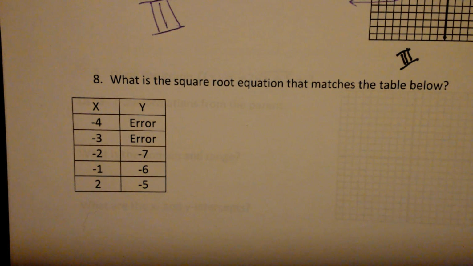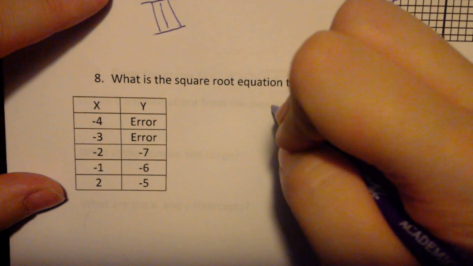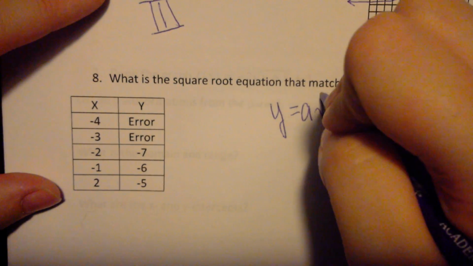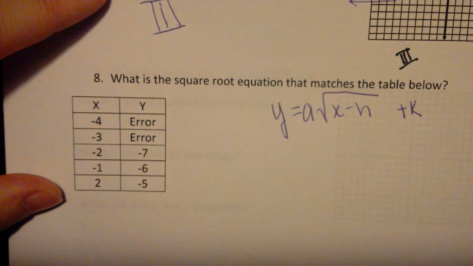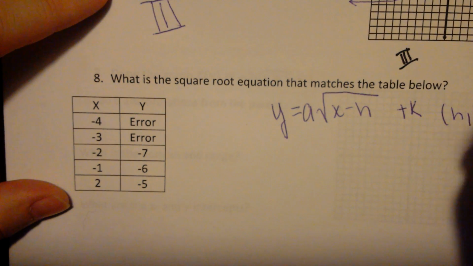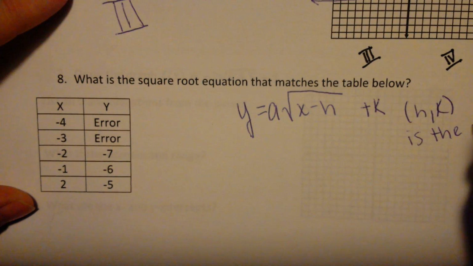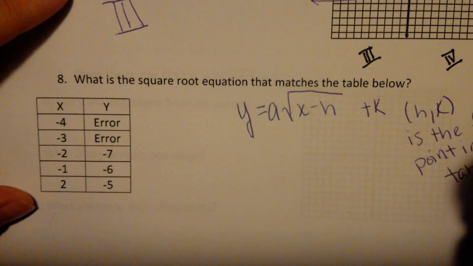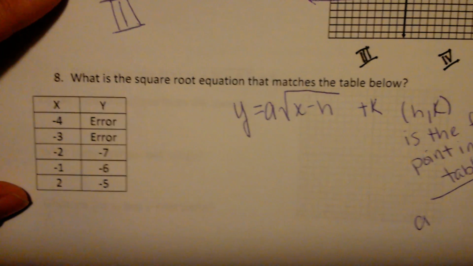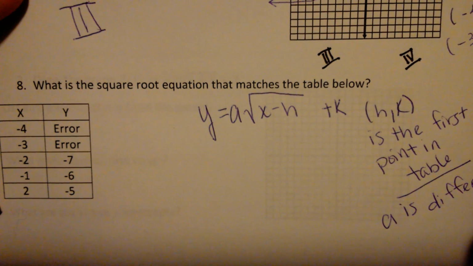So number 8, I'm given a table and I'm asked to find the equation that matches the table. So I want my equation in the form y equals a times the square root of x minus h plus k, where h, k is the first point in the table, and a is the difference in my y values.